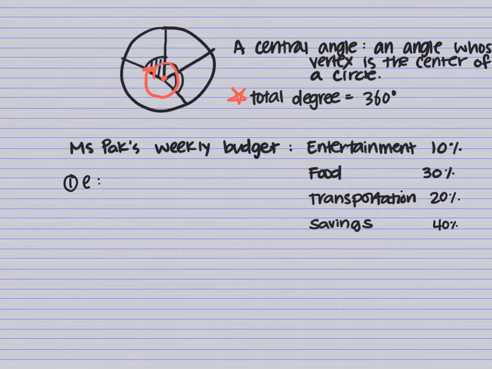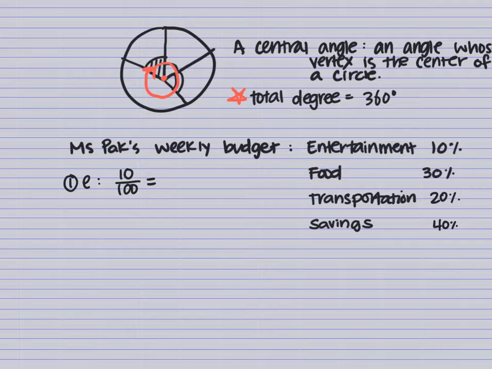Okay, and how do I find the angle measurement for entertainment E? First, I'm going to see the percentage, which is going to be 10% of the total. Because the total is always 100%, I'm going to put 10 over 100. If you'd like to simplify this into a smaller number, you can do that, but I'm going to just put it over 100 so I know it's out of a total 100%.